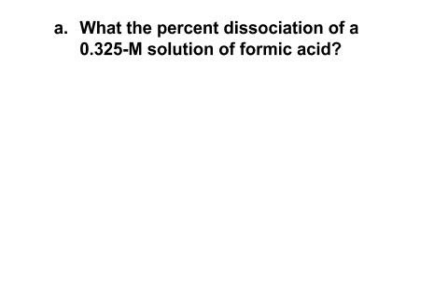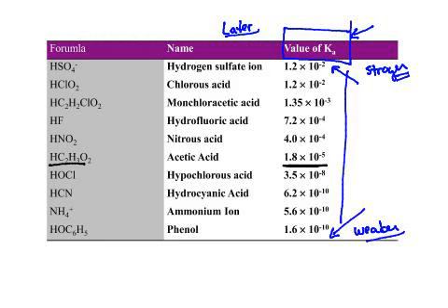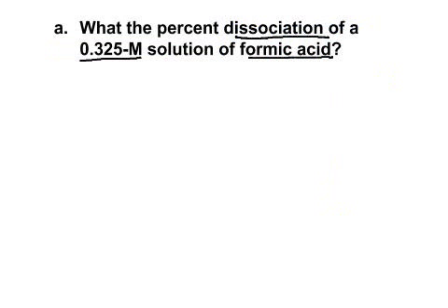Second question. What is the percentage dissociation of a 0.325 molar solution of formic acid? So first of all, we have to know something about formic acid. So we go back to our cool table, and we find formic acid. I hope we have it on here, do we? It's not. I'll go look it up. Okay, so we need to know the Ka of formic acid. Our table is not totally complete.